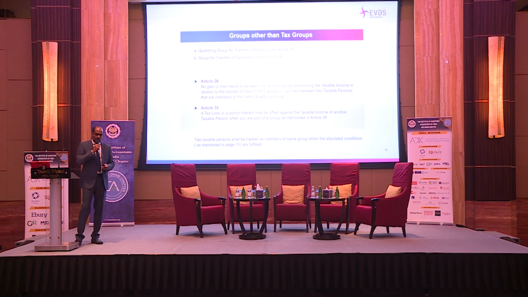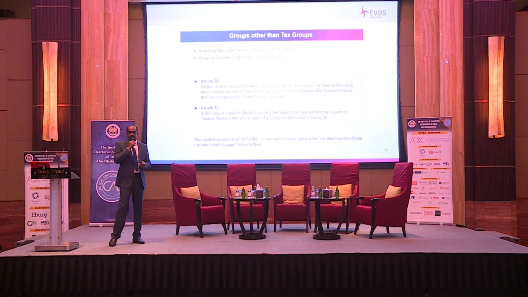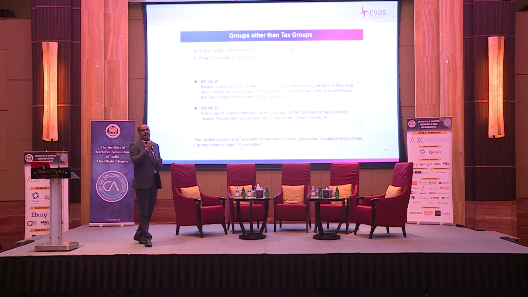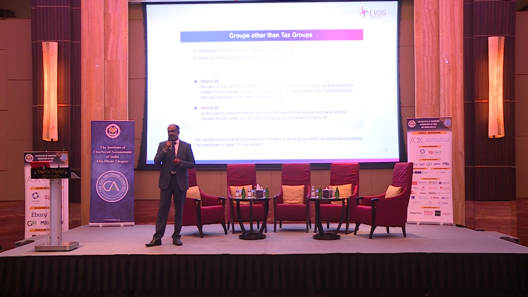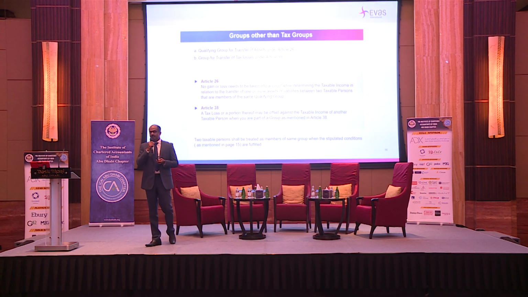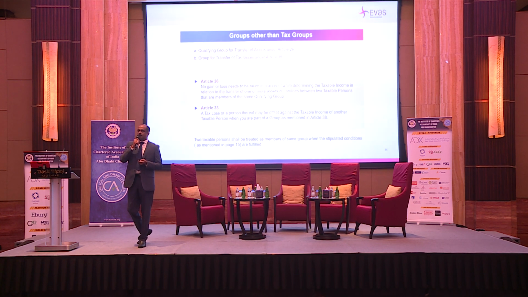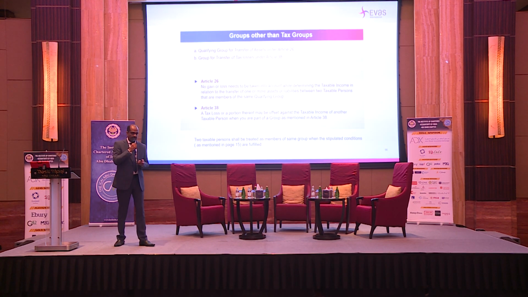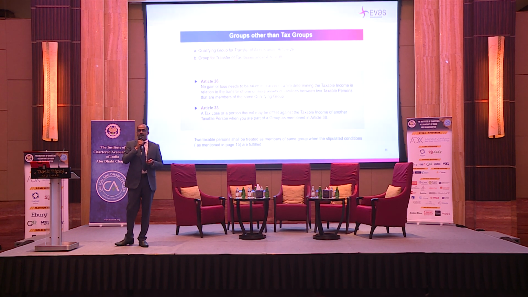So what are the other groups available in the corporate tax law, wherein a tax group cannot be formed? That means where there is no 95% holding between the holding company and subsidiary companies. So what other provisions are available in the corporate tax law with respect to groups and related parties? There are two articles which refer to that. One is Article 26, which defines the qualifying group. Article 38 is not referring back to the qualifying group. It is a separate section in itself.